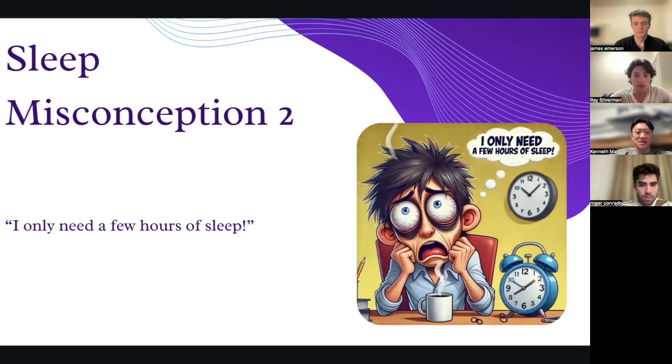The next sleep misconception is I only need a few hours of sleep. If you only get a few hours of sleep, you might look like the person on the right. And this is obviously very harmful, very unhealthy. And as we talked about before, you'll accumulate a lot of sleep debt, which can lead to things we will talk about later.